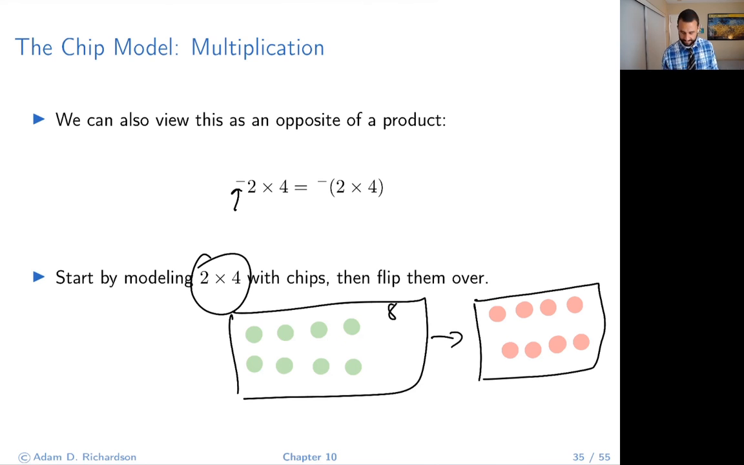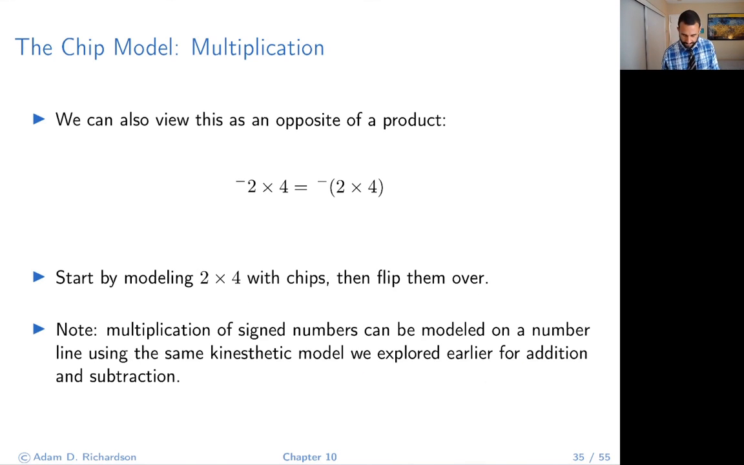Just like that. And now we have -8. So that's a really easy one to show. Oh yeah, and then you can also do the same thing on a number line using the kinesthetic model that we talked about earlier, the one where I was walking backward and walking forward. It's the same idea because multiplication is repeated addition, right? So you can just do the exact same thing again.